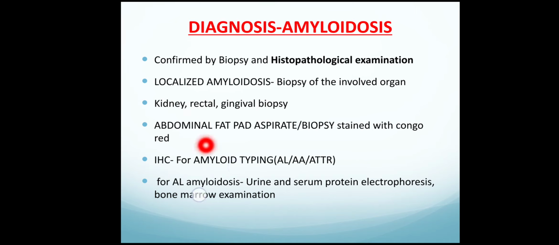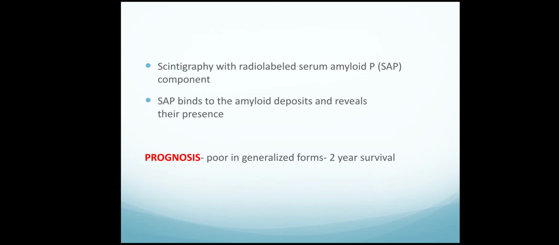Next, IHC, like I already told you, immunohistochemistry can be done using antibodies against these specific proteins for the typing of amyloid. And for primary amyloidosis, AL amyloidosis, we can also do urine and serum protein electrophoresis to detect the Bence-Jones proteins. Additionally, bone marrow examination can be done for the diagnosis of plasma cell dyscrasias. Another investigation is scintigraphy with radio-labeled serum amyloid P protein, in which this SAP will bind to the amyloid deposits and reveal their presence. So these are the various diagnostic modalities used for amyloidosis.